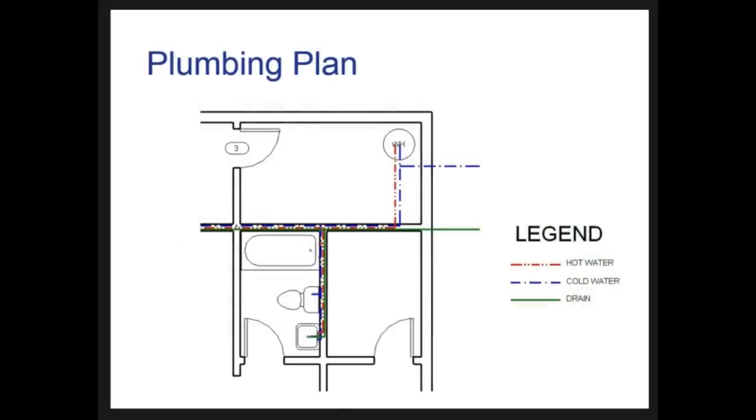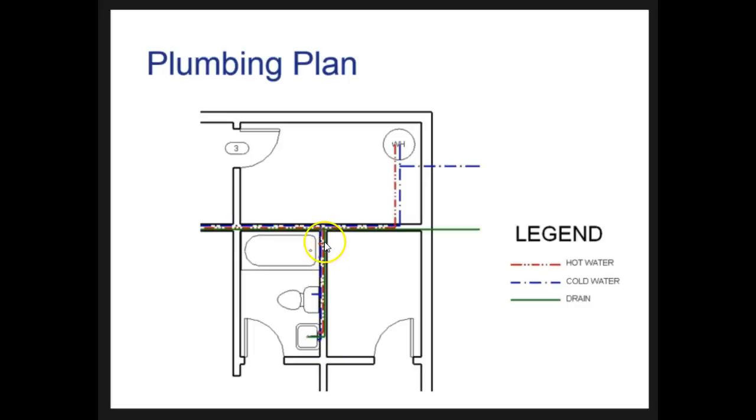And this is what you're going to be drawing on your floor plan. You're going to be drawing in where the hot water lines need to go, where the cold water lines need to go, and where the drains need to go. The walls that these pipes need to go through are going to have to be changed to 6-inch walls instead of 4-inch walls. This is why we need to take this into consideration now.